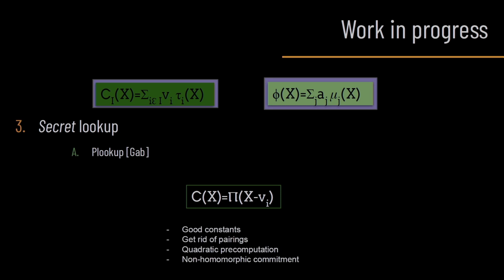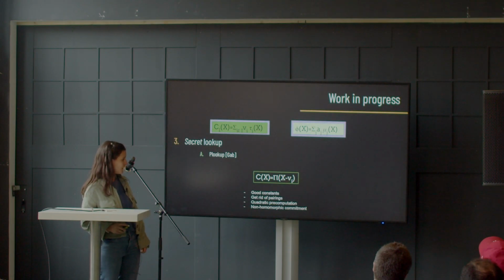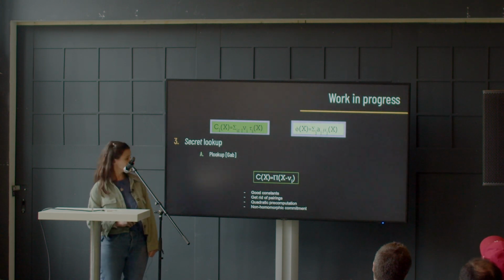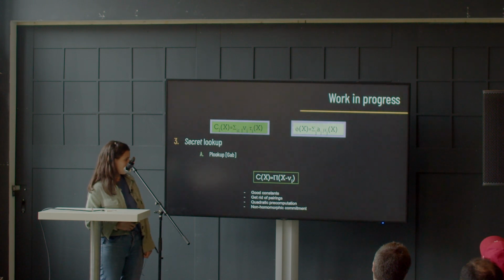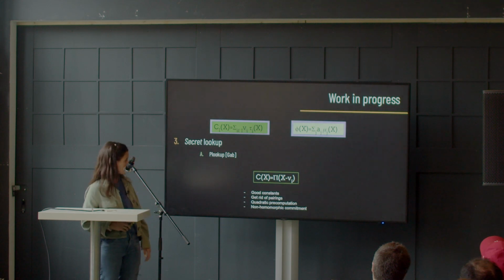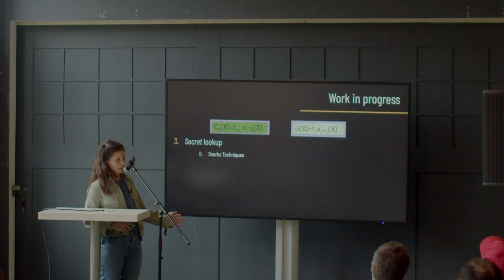This is work in progress, but let's say good progress. This approach gets very good constants, and apparently pretty sure we can get rid of the pairings. So this can be instantiated with other kinds of polynomial commitments. The bad thing is that we need quadratic precomputation. So instead of n, it would be n squared. And the commitment is not homomorphic anymore, but for some settings where we don't want to really update it, it should be okay. The other approach is to use snark techniques.